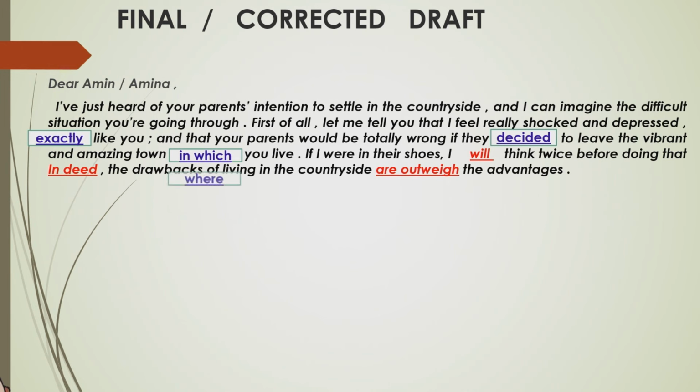Now, if I were in their shoes, and once more we come across this conditional type 2, it is if plus past simple. So you see, this "will" is really awkward. It has to be replaced by "would". So I would think twice before doing that.